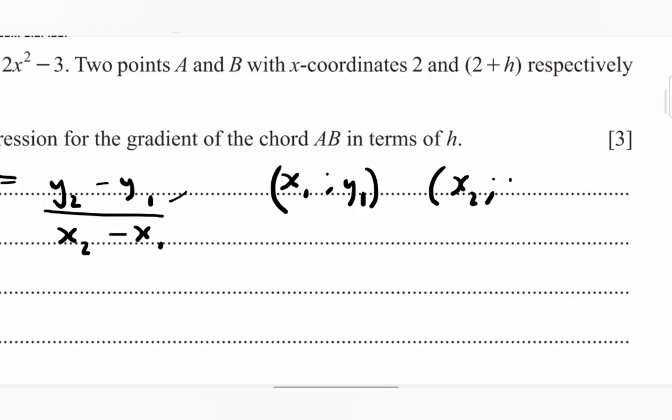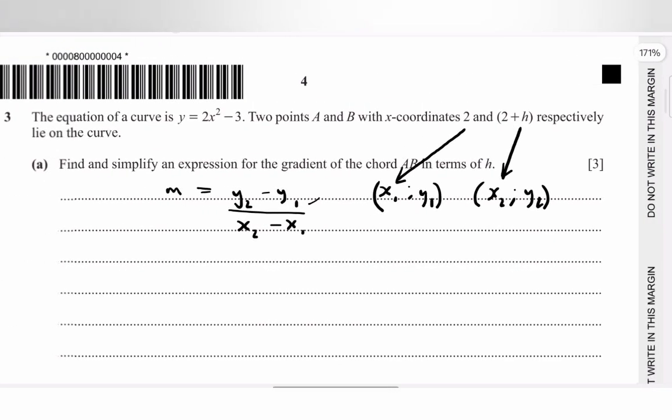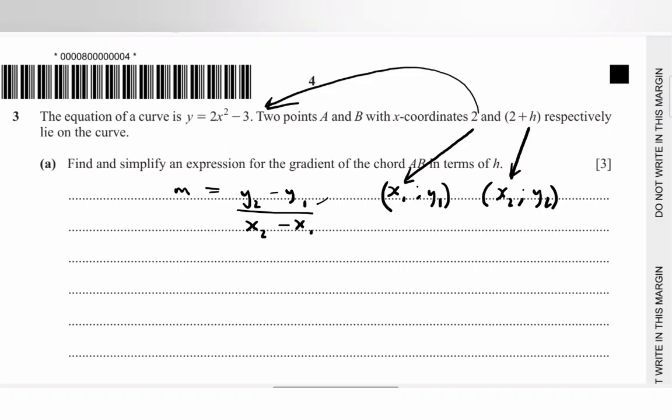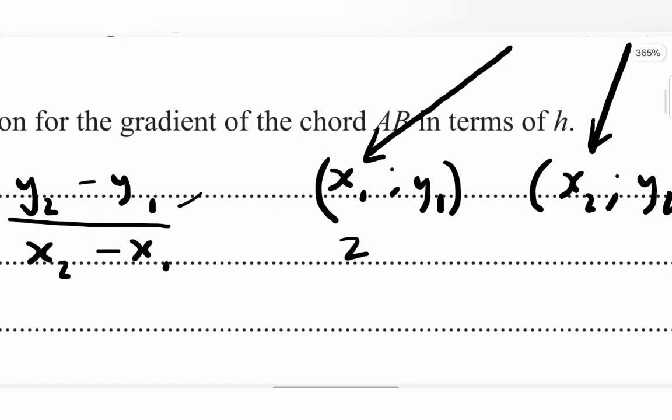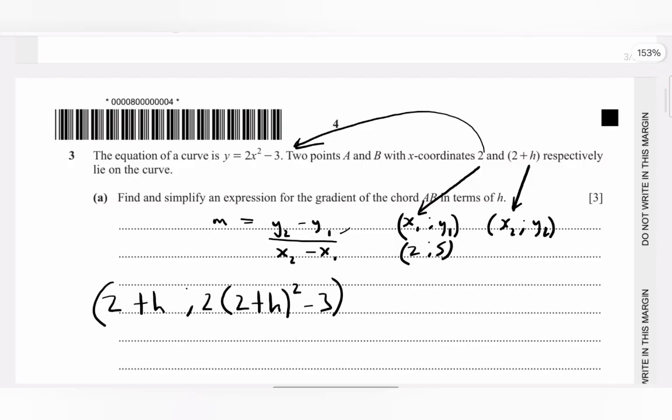and x2, y2. Now to get these coordinates, we're going to use these x coordinates we have. So this is going to be our x1 and this is going to be our x2, and to get the corresponding y coordinates, we're just going to substitute these given x coordinates into the equation of the curve. And substituting 2 there, it's 2 times 4, which is 8 minus 3, which is 5. So we have 2, 5 for this one. And for the other one, substituting it there, is 2 plus h squared minus 3.